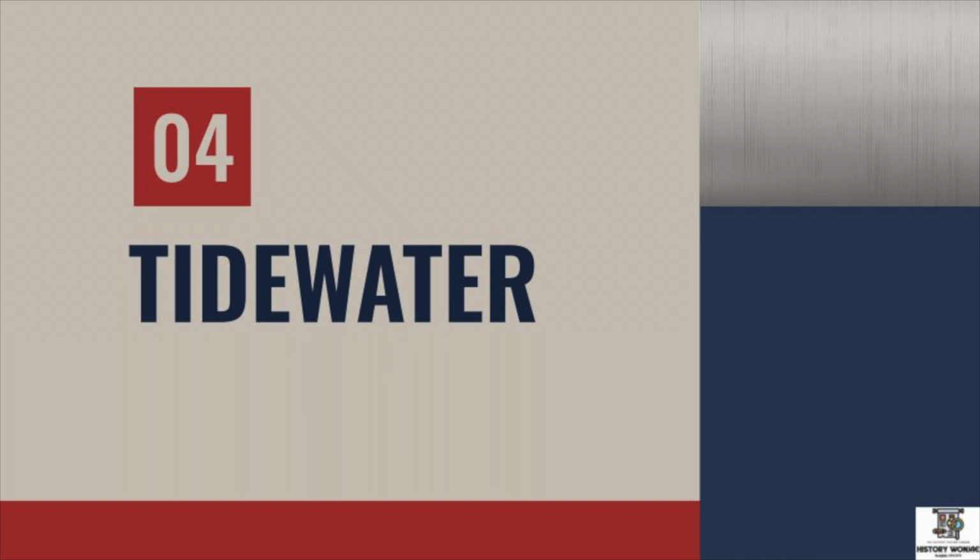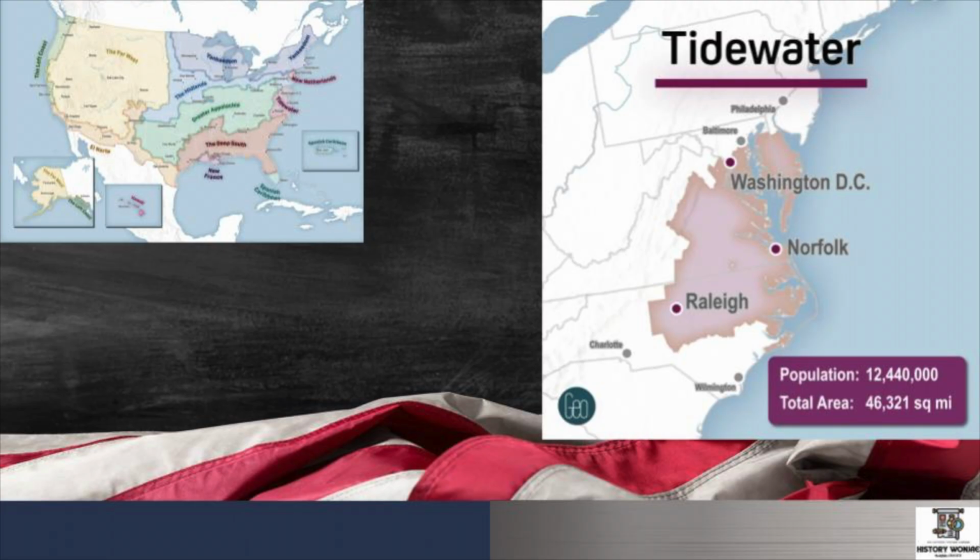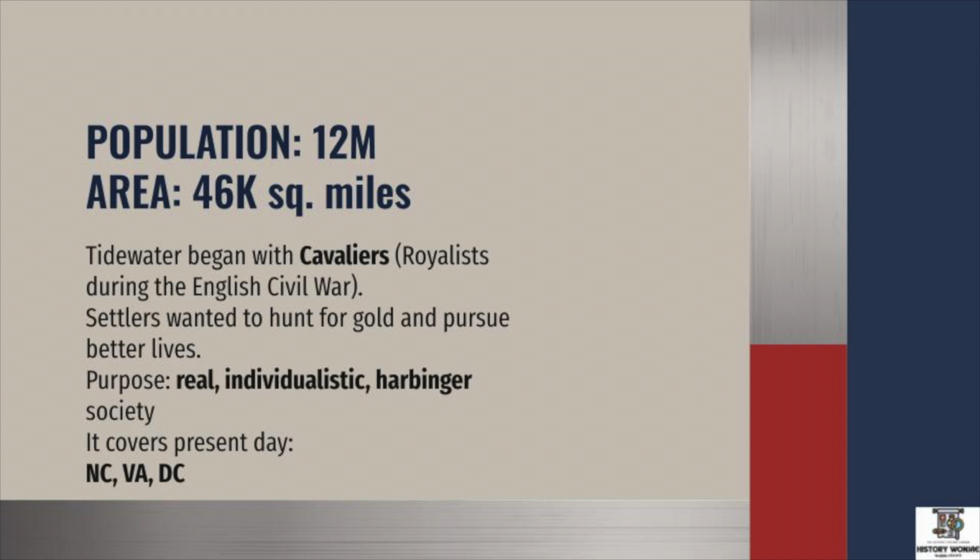Moving on, we have Tidewater, the nation covering modern-day Raleigh, North Carolina to Washington, D.C. It was part of the English settlers called Cavaliers. The fundamental ideology behind this was to make a real, individualistic, and hierarchical society, as well as to get some gold by pursuing better lives.